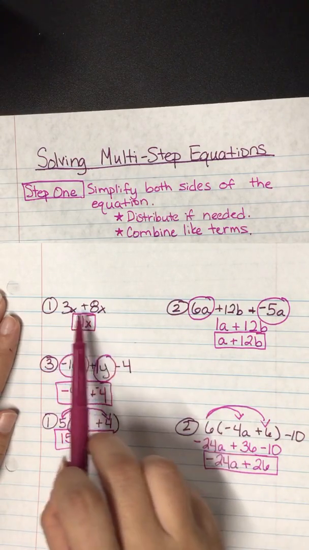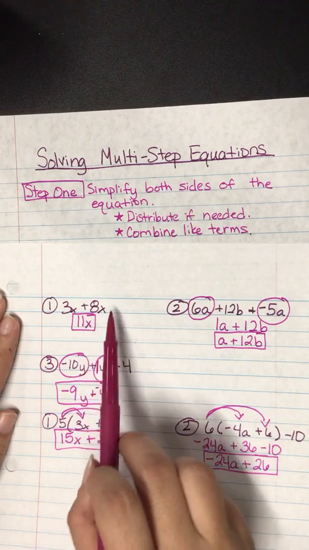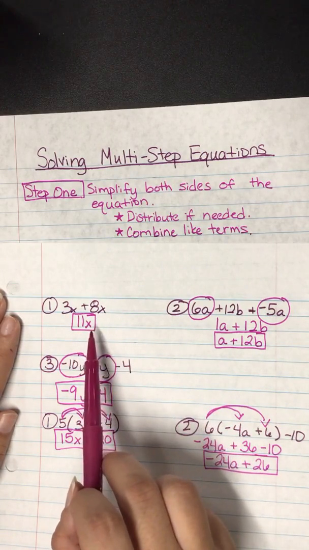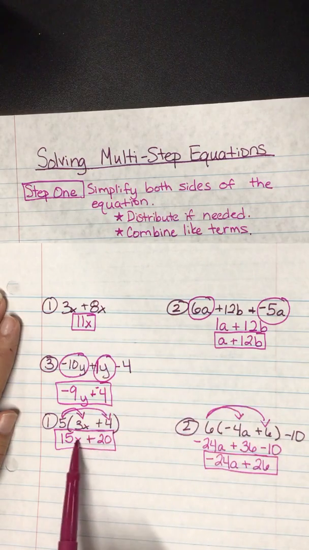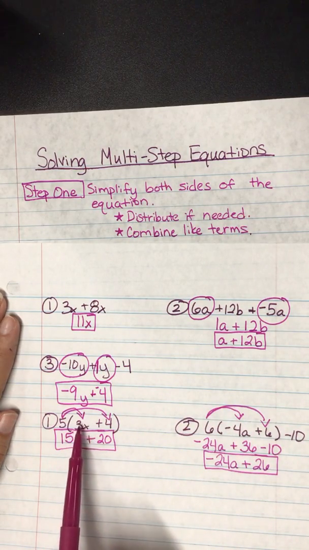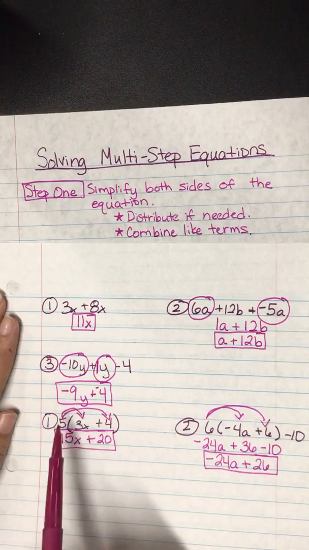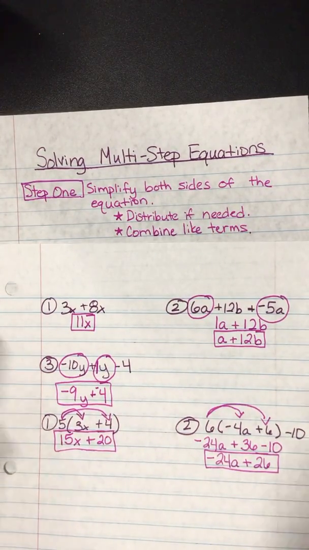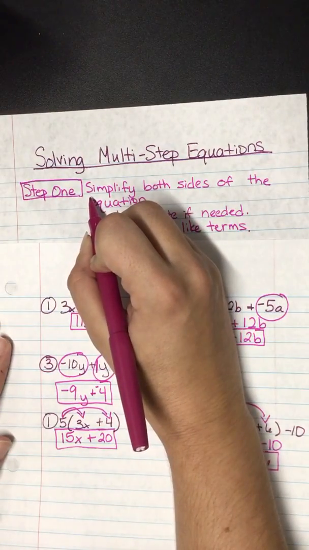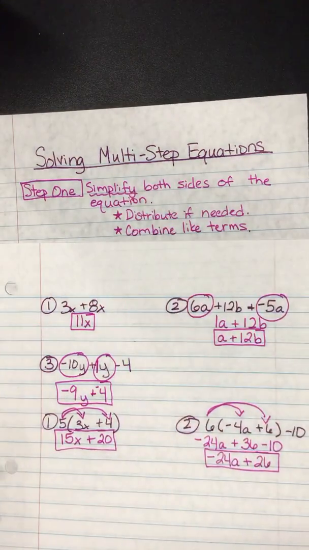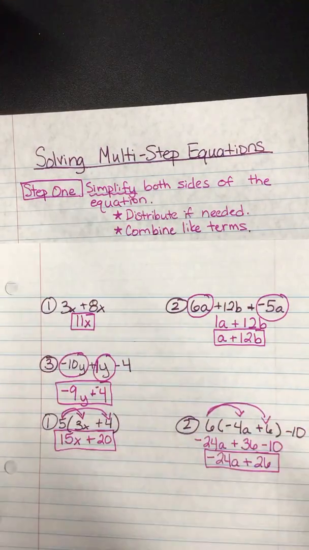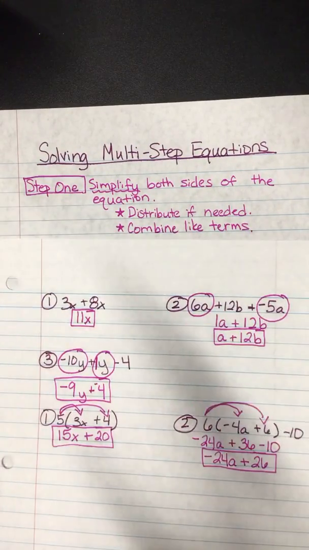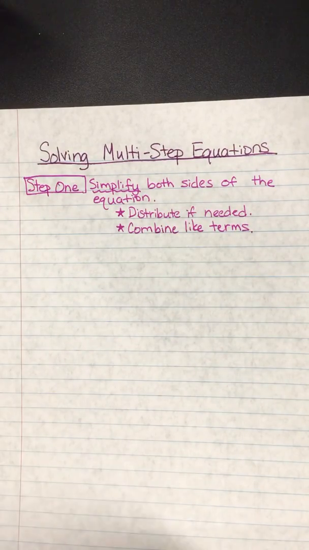So here, if we had 3x plus 8x on one side of our equation, we would put it together to make our equation simpler to solve. If we had a 5 outside of the parentheses with a 3x and a 4 on the inside, we would distribute to make our equation simpler before solving. So we're going to simplify both sides, okay? We may have to simplify the left, we may have to simplify the right, or we may have to simplify both. But we're simplifying our equation before we do anything, both sides.